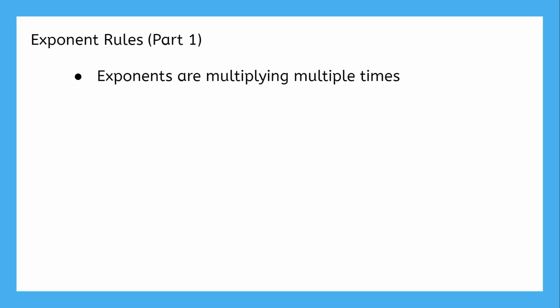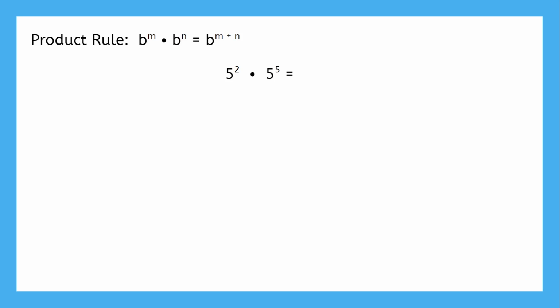Okay, so none of that was really rules. It's just an explanation about what exponents are. Here come the actual rules. First off, the product rule. When you multiply 2 powers with the same base, the exponents are added together. If you need proof, here it is.